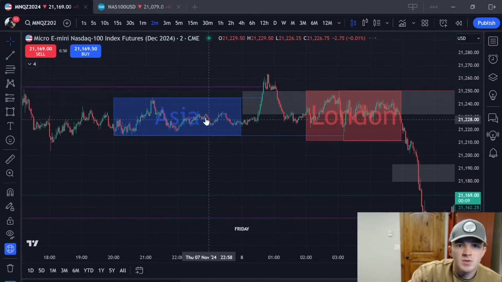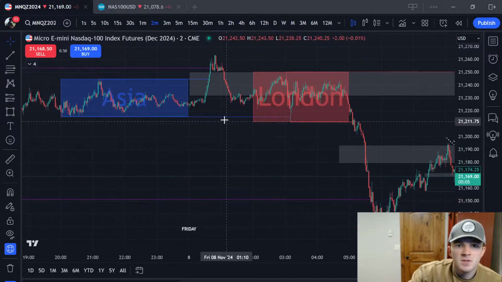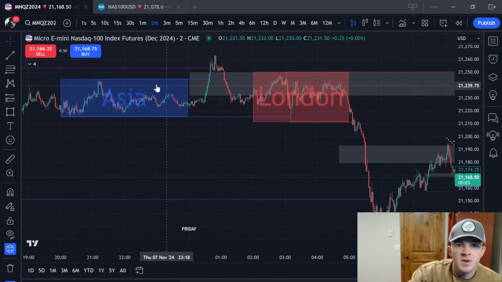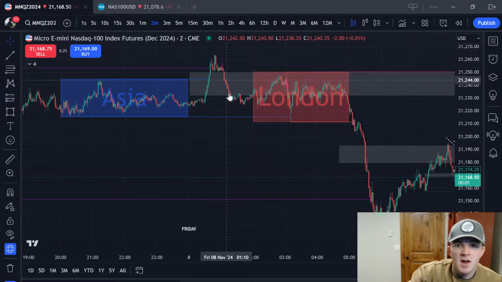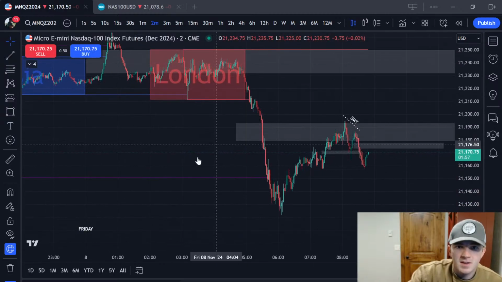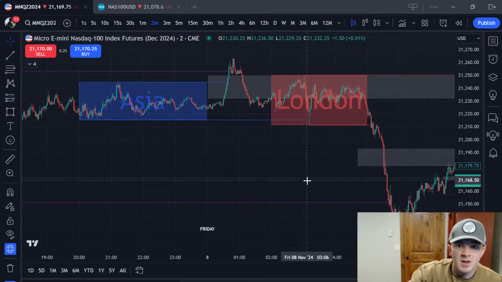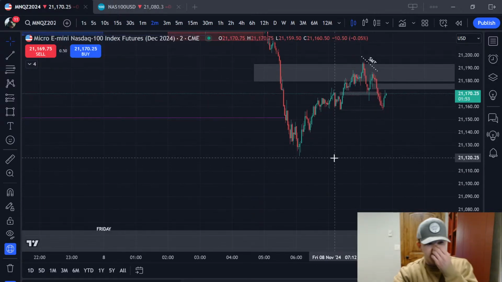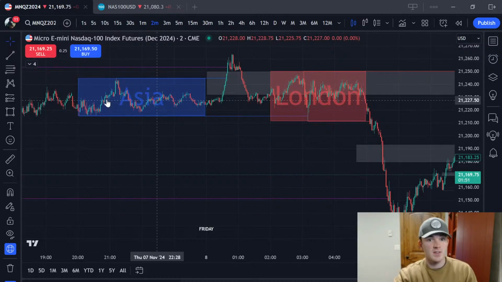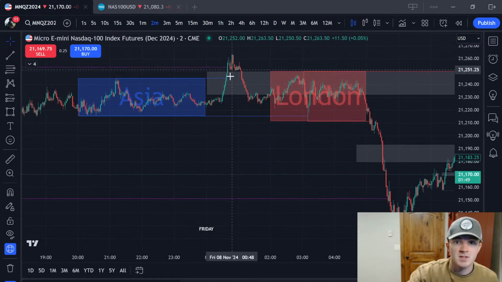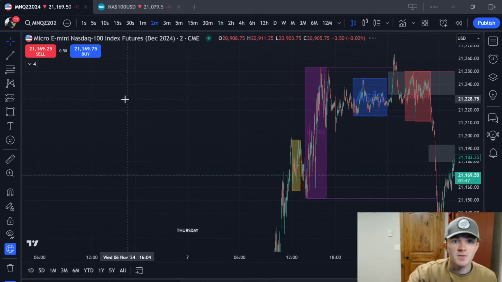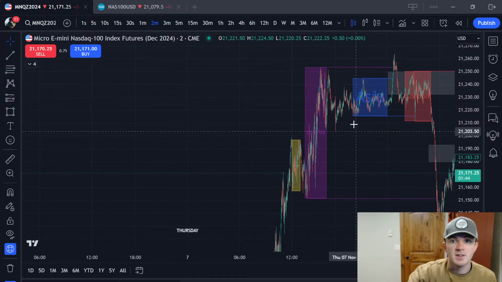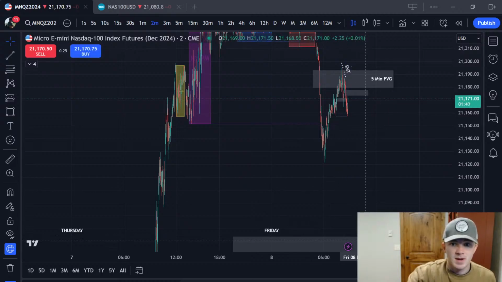So you can see we swept Asia's highs. So accumulation, so A, M. If this is D, we still got more room to run. You know what I'm saying? This is obviously accumulation. This is manipulation, sweeping out New York PM's high. So A, M, D, possibly.